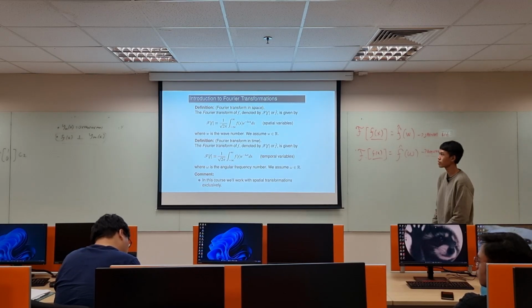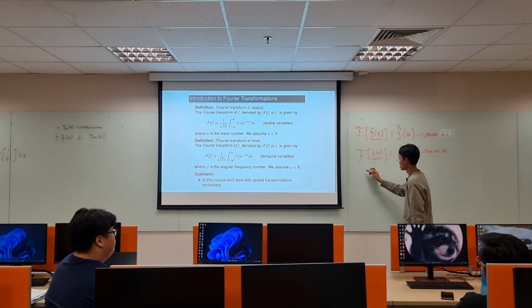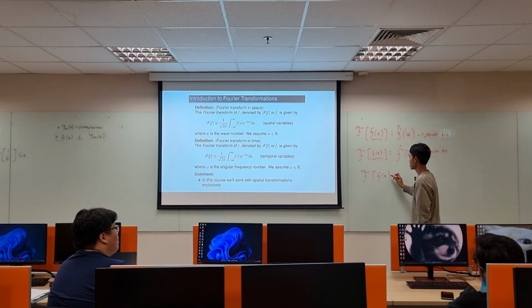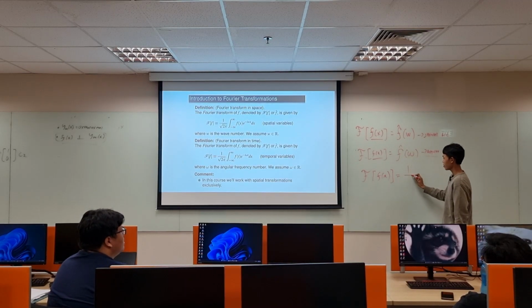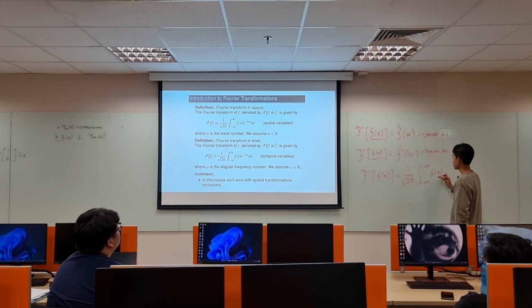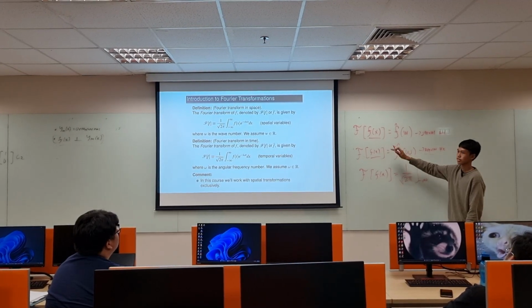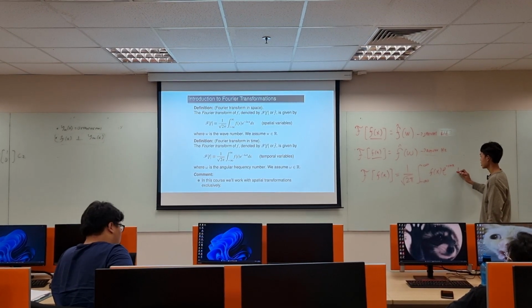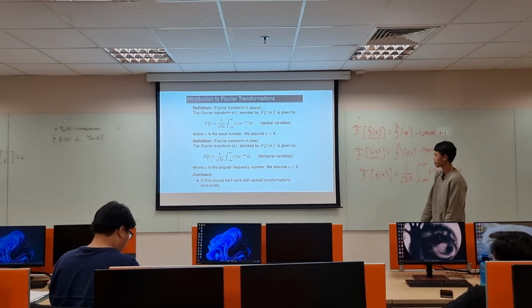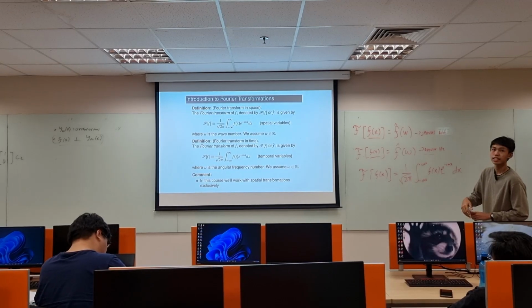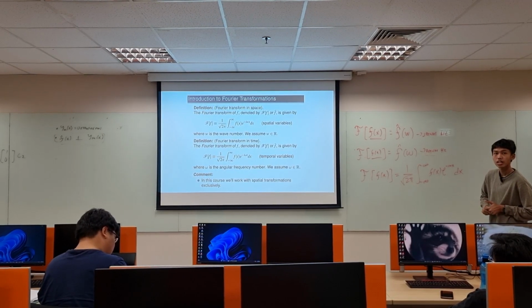Yeah, the method to do Fourier transform is we use this formula: 1 over square root of 2 pi, integral from minus infinity to infinity of f(x), where f(x) is the function that we want to transform, times e to the minus i omega x dx. We use this. This formula is fixed.